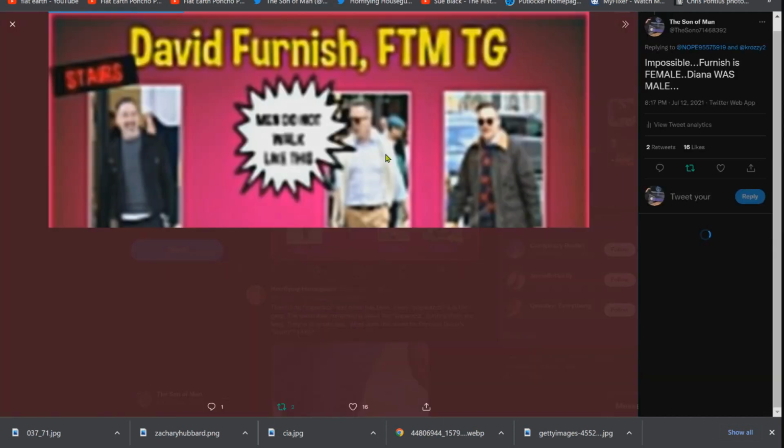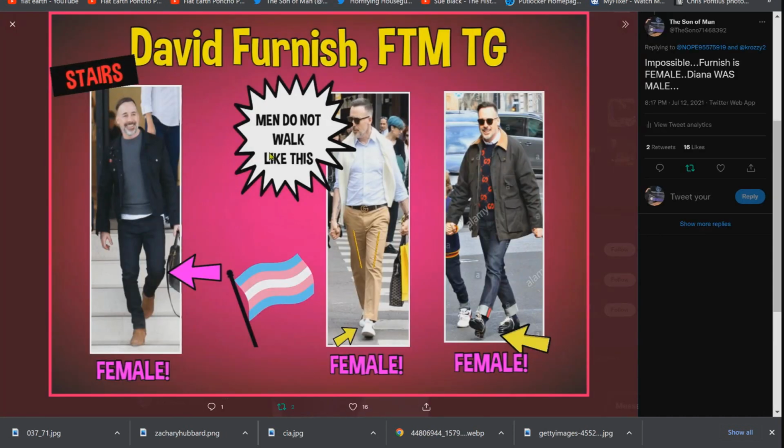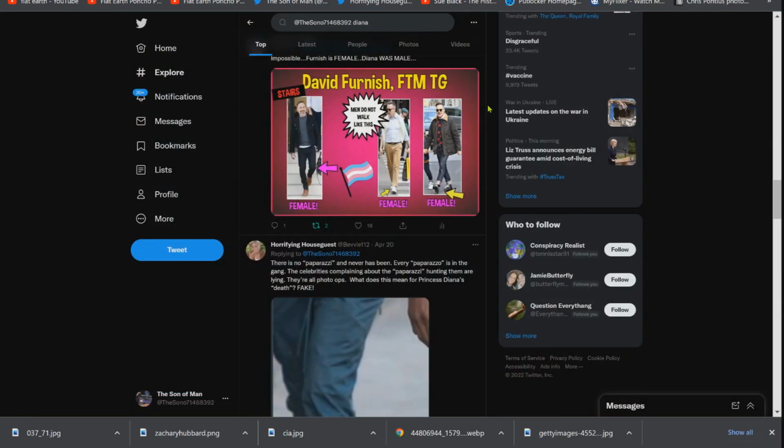For those of you saying Princess Diana is David Furnish, this is a year ago when Bevy did this for me. I said people are saying that David Furnish is Princess Diana, and I knew it wasn't, because I knew this was an FTM and Diana's an MTF. There's the clear indication. Look, the flamingo foot on the stairs, knees separating, walking, full gait look, and same here, distal on the wrists.